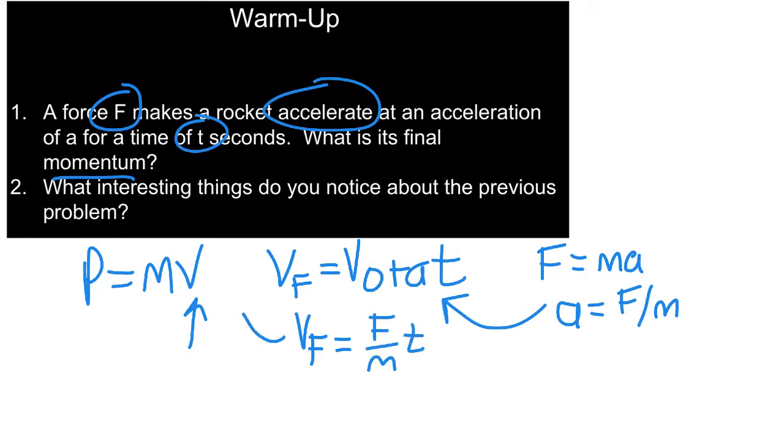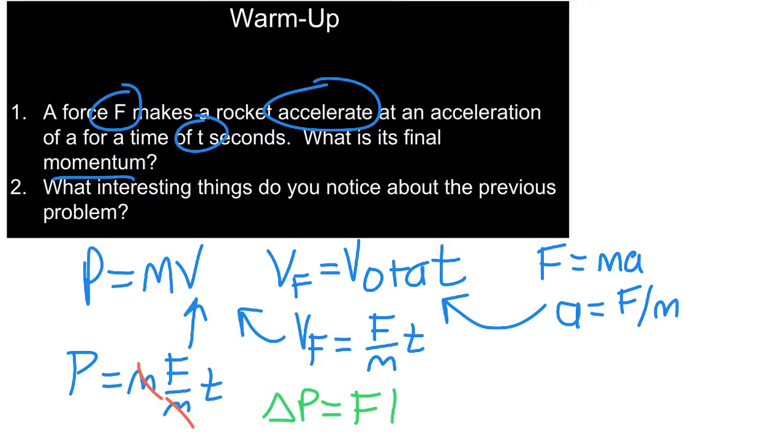And then I can bring that back over here, and I can get that my final momentum is equal to the mass times the force divided by the mass times the time. If I look at this, the mass cancels out. It doesn't matter what mass, I have the same momentum at the end. And since my initial momentum was 0, what I really have is the change in momentum is going to be the force times the time.